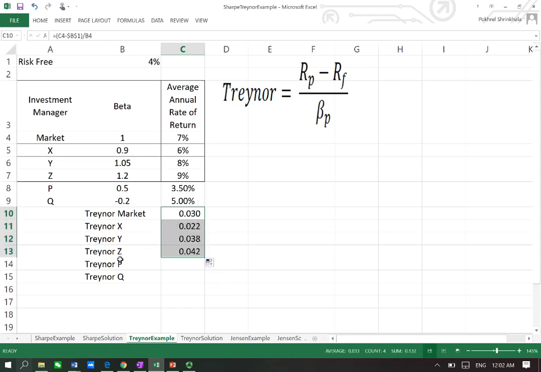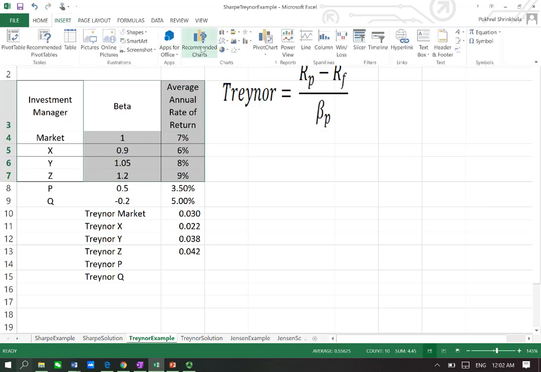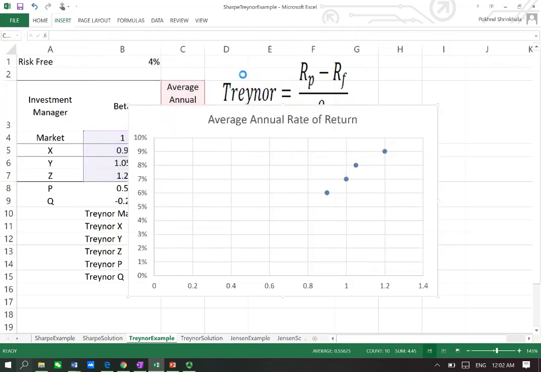So I've just done it up until X, Y, Z and the market. Now, the higher the better. So that basically means the Treynor of portfolio manager Z is the highest. Okay, so Z has performed in terms of superior risk-adjusted return. Manager Z is performing the best.